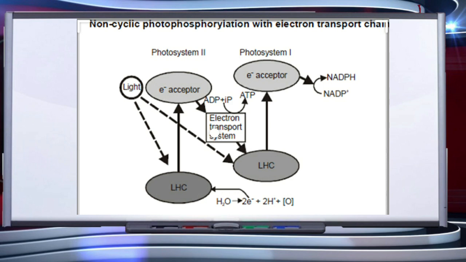Light energy is trapped by the light harvesting complex of photosystem 2 and is passed on to the reaction center of chlorophyll a, that is P680. In photosystem 2, 680 is the wavelength of the light. Since the electrons lost from photosystem 2 do not return to photosystem 2 but are replaced by those from water, the process is called non-cyclic.